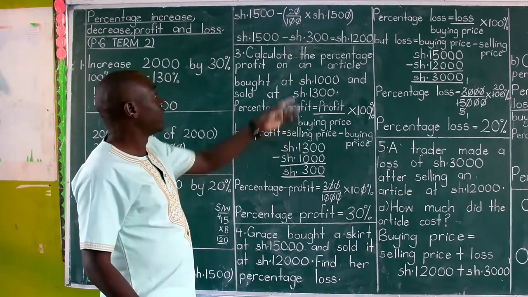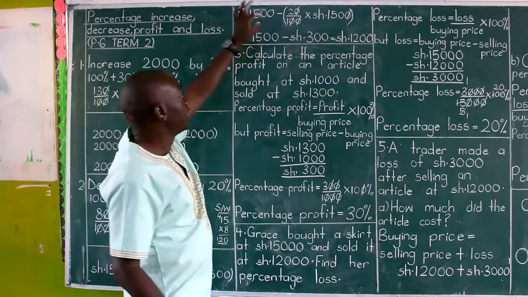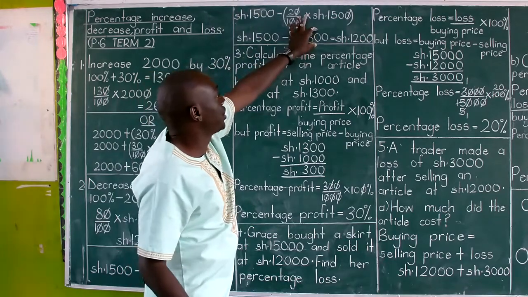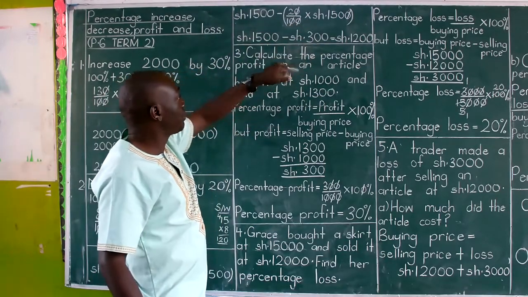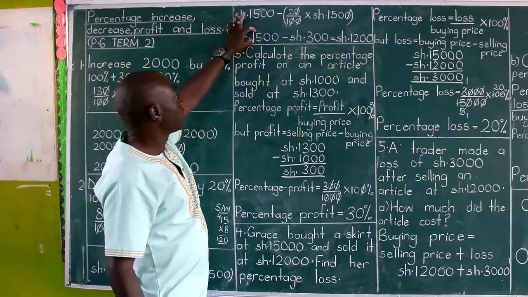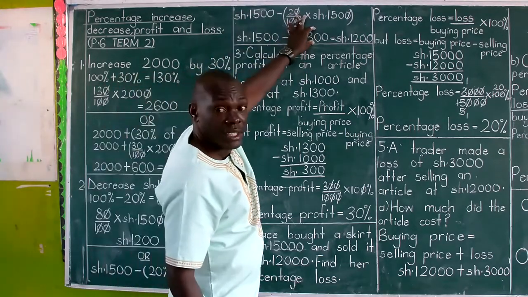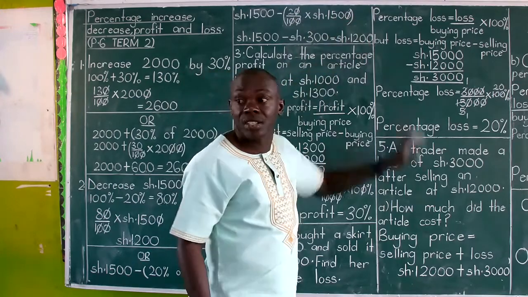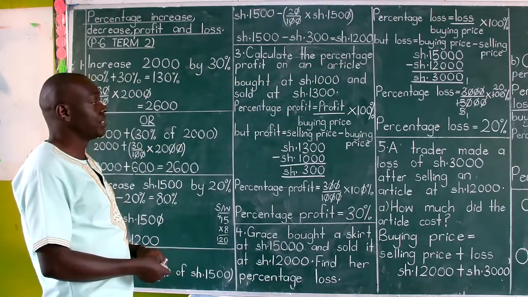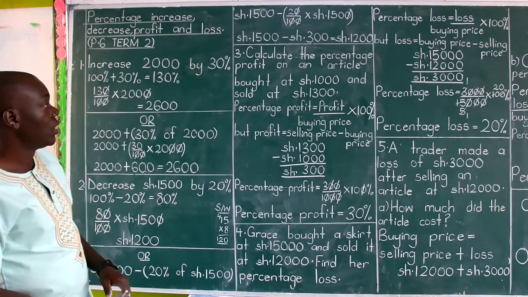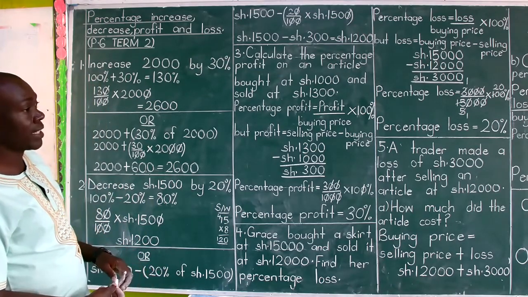So you are reducing 1,500 shillings by 300 shillings. This was called a decrease. So reduce it by 300. So that's 1,500 shillings minus 300. You will still get the same answer as before. That's 1,200 shillings. So any of those two methods works.